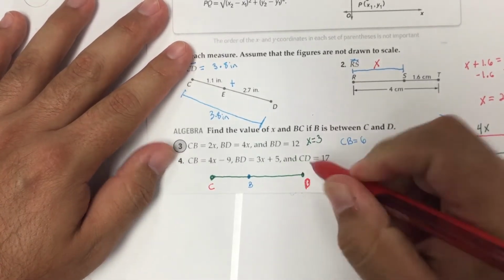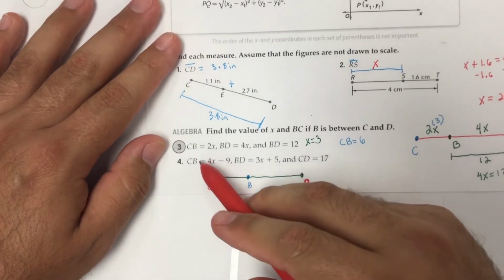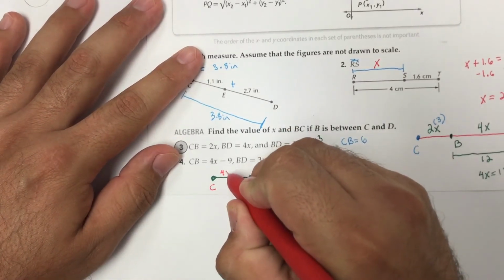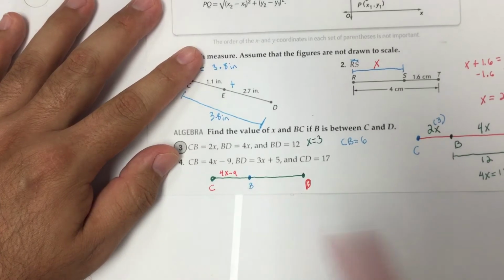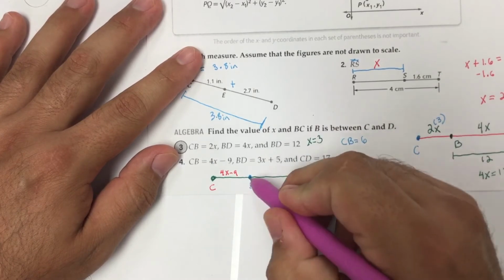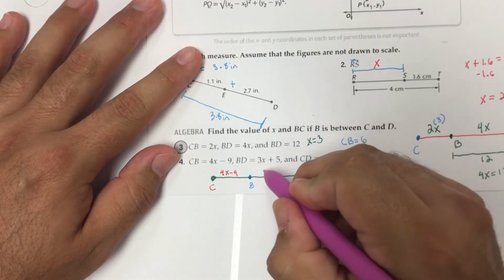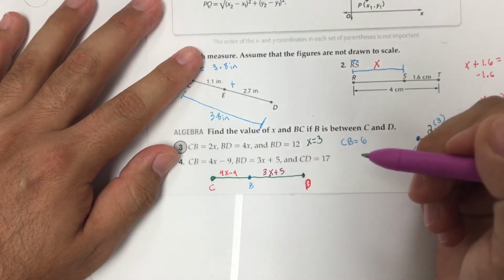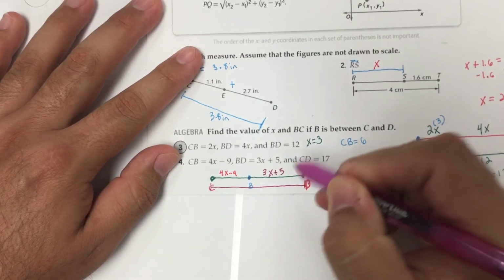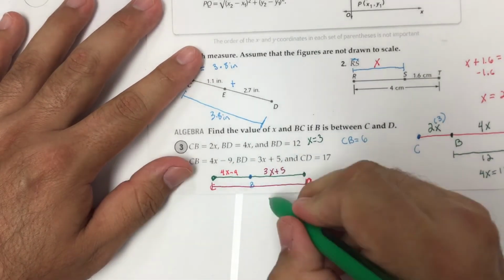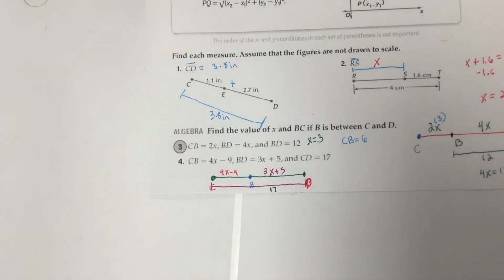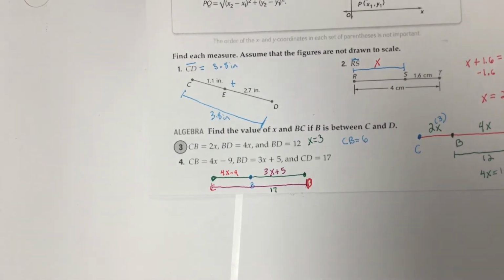Okay, so now let's look at the information it's given me. First and foremost, it's telling me that CB is equal to 4x minus 9. So this piece is equal to 4x minus 9. That's this whole distance right here. Okay. Then it's telling me that BD, so that's this distance from B to D, is 3x plus 5. But notice it's telling me the whole distance is equal to 17. Right? The whole entire segment is equal to 17. Well, I need to find x and I need to find BC, right? So I need to find those two pieces.